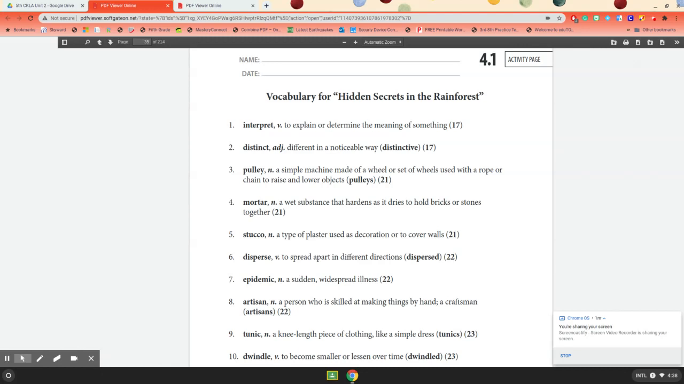If you look at a brick house, most of the time the brick is a reddish brownish color and you have the gray stuff, that's the mortar. Stucco is a type of plaster used to decorate or cover walls. Dispense is to spread apart in different directions. Epidemic is a sudden, widespread illness.